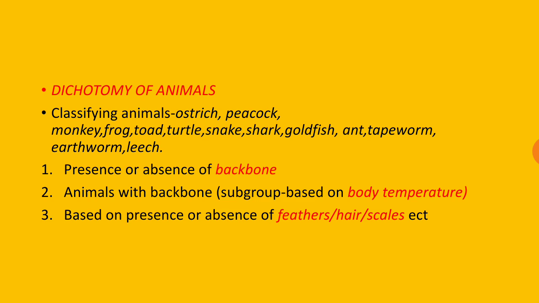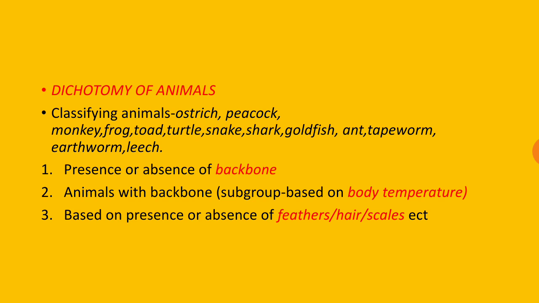And the next one, animals with a backbone. Every animal may have a backbone, but based on their body temperature, first we look at the backbone, and the next thing, within the backbone group itself, the body temperature may differ, and based on that we can classify. The third one is based on the presence or absence of feathers, hair, scales, etc. Birds will have feathers, and fishes will have only fins and scales. The needle-like structures are called scales. In such a way the differences are there, and based on that also we can classify these animals.